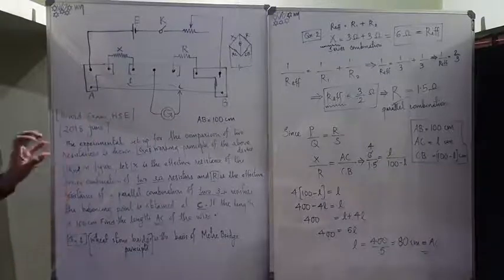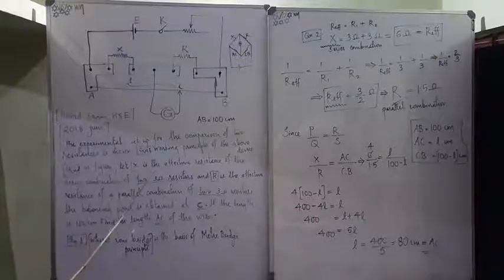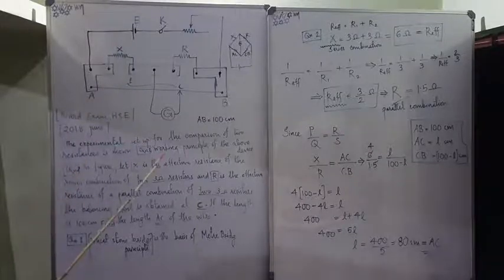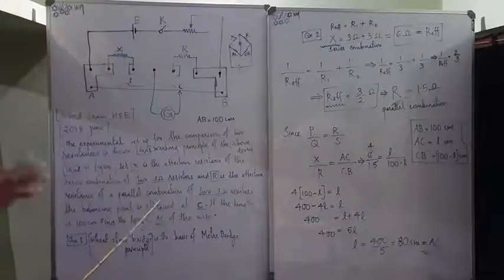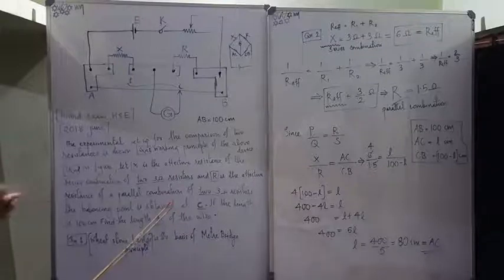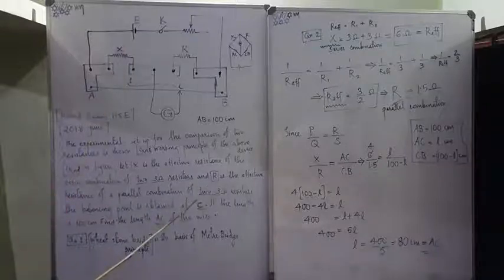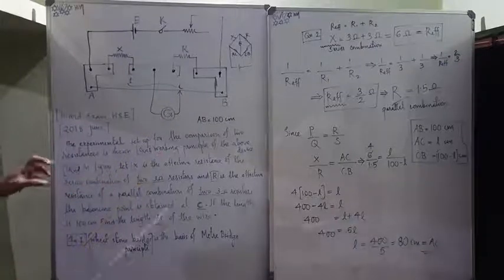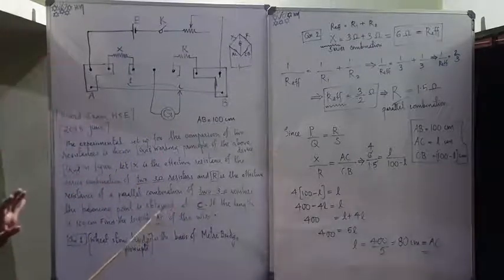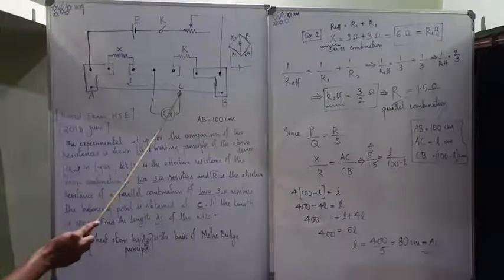Then there is a mathematical problem which is to be solved. In the figure, in question 2, it is given that X is the effective resistance of the series combination of two 3-ohm resistors, which are connected in series. R is the effective resistance of two 3-ohm resistors connected in parallel. The balancing point is obtained at C. C is the balancing point in this meter bridge.